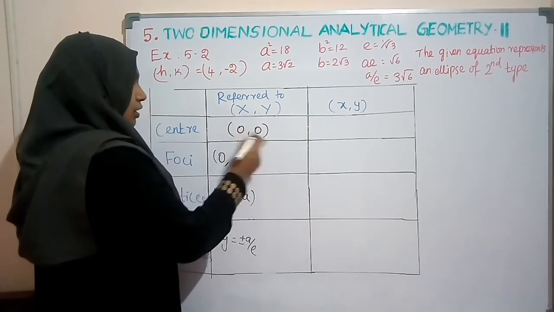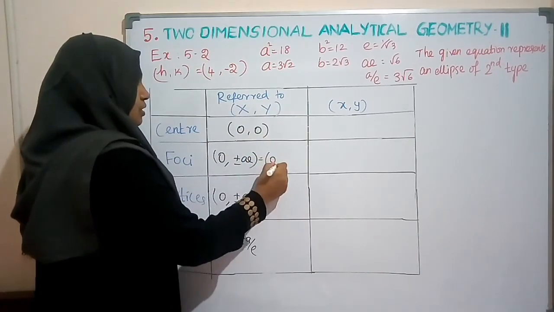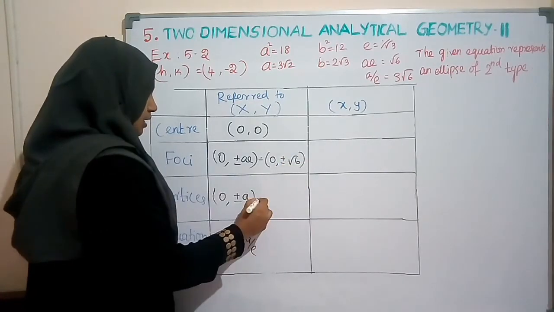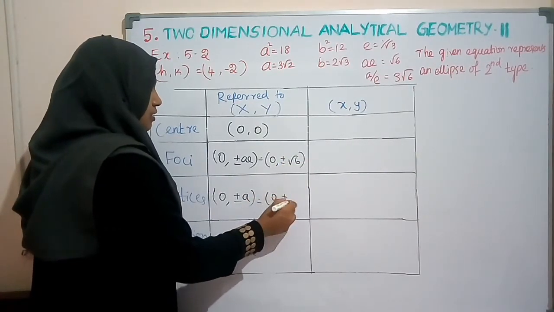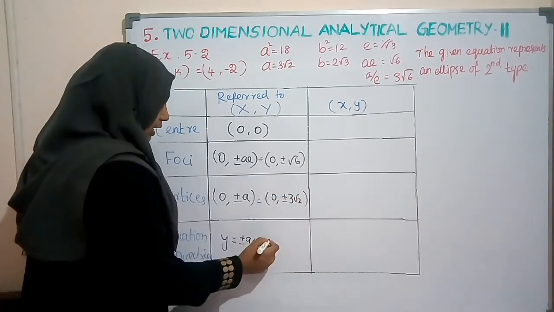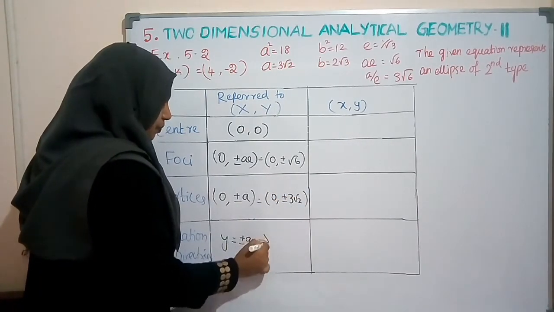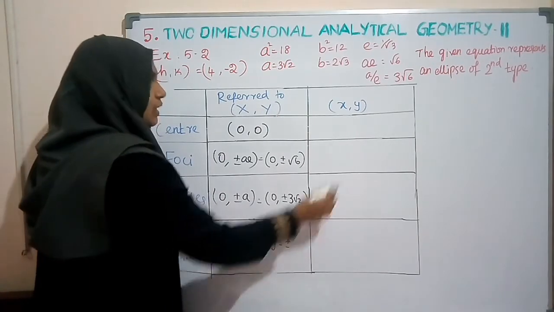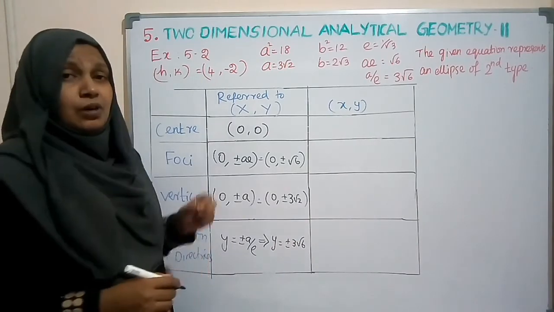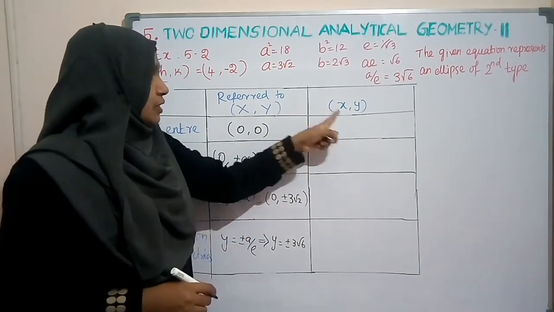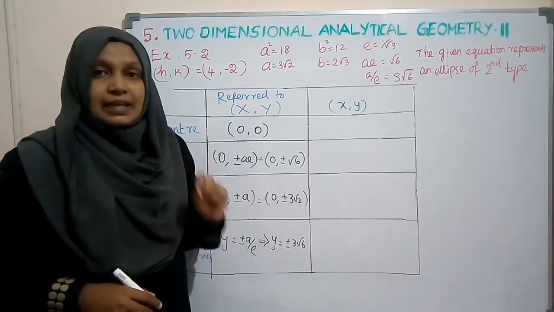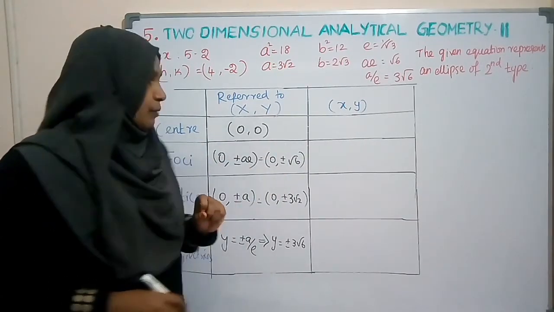Okay. So here we already have the values. Here we can substitute 0, plus or minus ae, that is root 6. And here 0, plus or minus a, which is 3 root 2. Okay. And here we can write y is equal to plus or minus a by e, which is 3 root 6. Okay, as you already know, we have to convert these values, small xy values, by adding h to the x coordinate and k to the y coordinate.